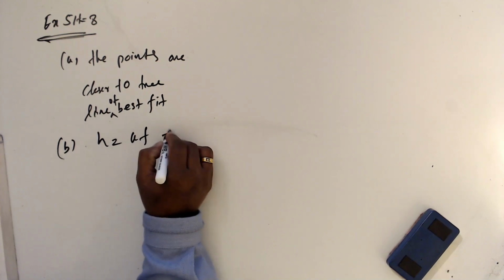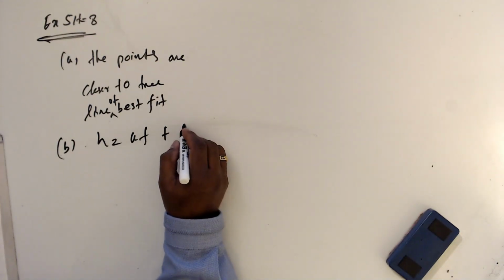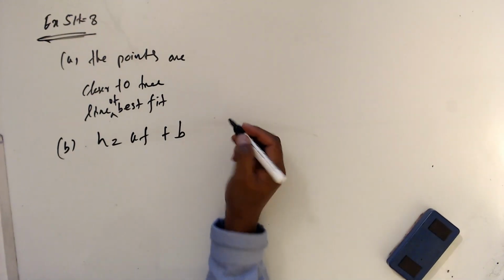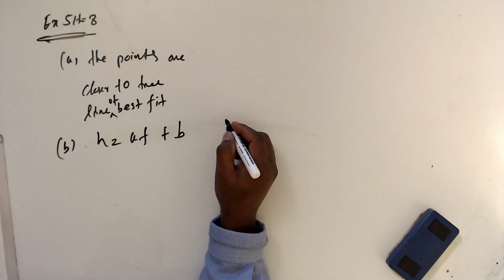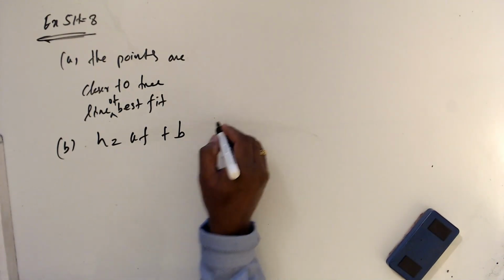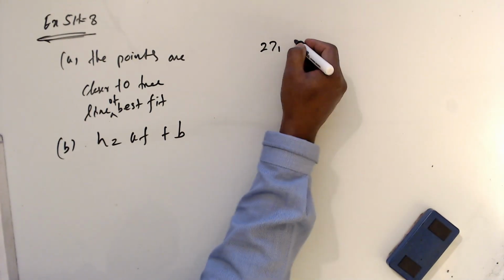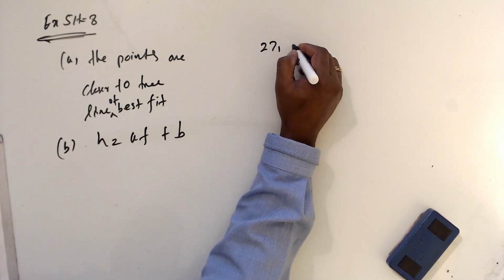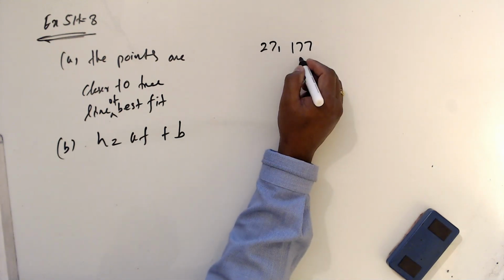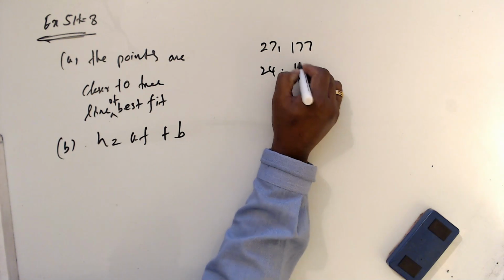I can see H equals aF plus b. I have 2 points, 27, 177 and 24, 165.